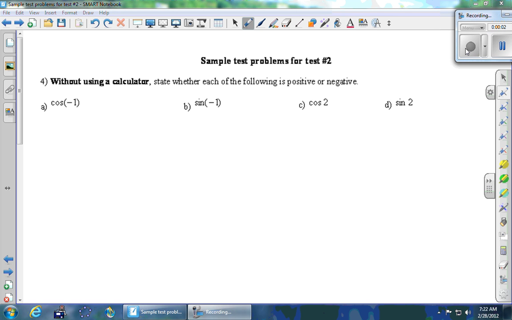This is problem number 4 on the sample test problems for test number 2. Without using a calculator, state whether each of the following is positive or negative. Cosine of -1, sine of -1, cosine of 2, sine of 2.